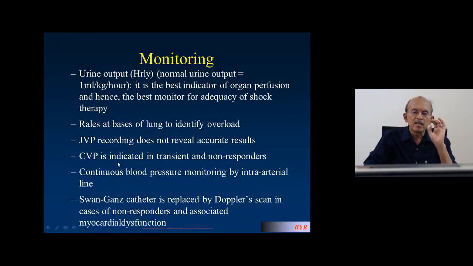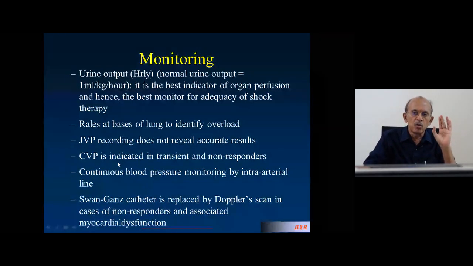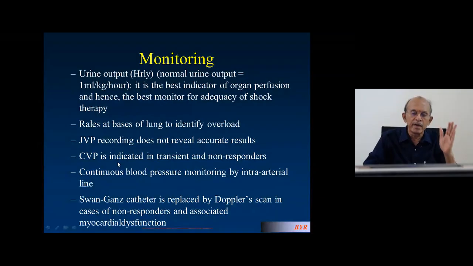So the utmost minimum that we have to do is monitor pulse rate, blood pressure, sensorium of the patient, and warmth of the patient. Next, most important is urine output. Hourly or half-hourly urine output, 1 ml per kg per hour, should be your aim. So that should be there.